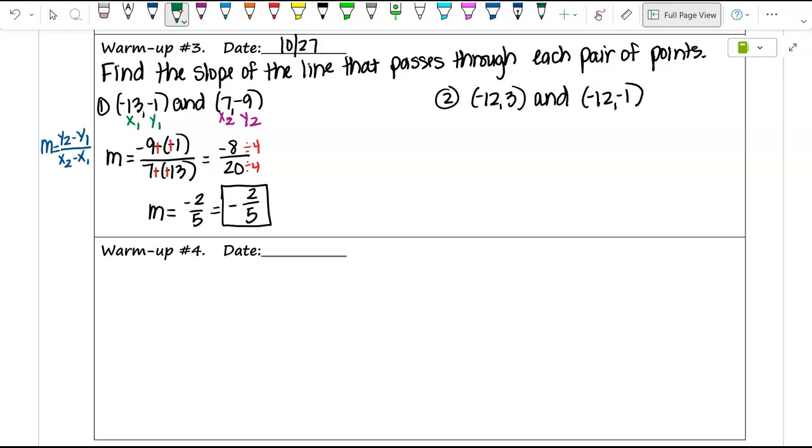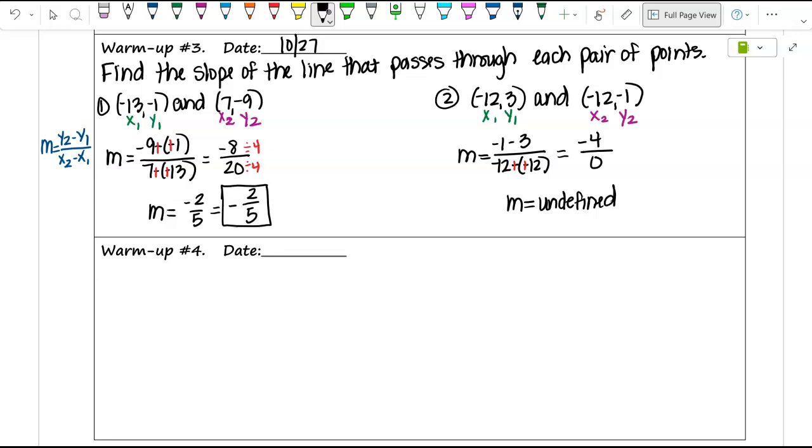The second problem, negative 12, 3 is my x1, y1. Negative 12, negative 1 is my x2, y2. So my slope equals negative 1 minus 3 divided by negative 12 minus a negative 12. I have a double negative in the denominator. So negative 1 minus 3 is negative 4. Negative 12 plus 12 is 0. I can't divide by 0, so my slope is undefined.